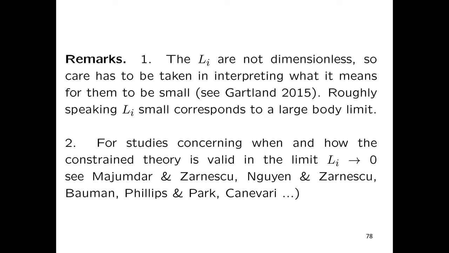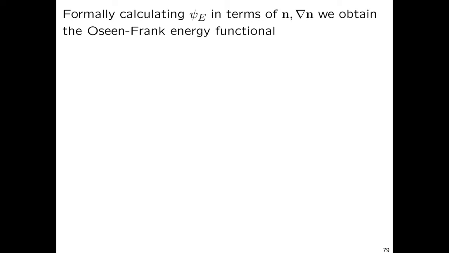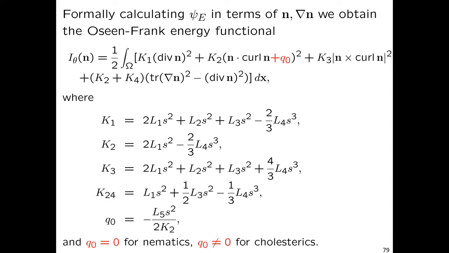So anyway, formally, when you calculate the elastic energy in terms of n, whenever you have a Q given by S and n, minus the bulk energy, you can calculate the range of Q, and you put Q of the range into the energy, and you finally get exactly the Oseen-Frank energy. So this is identical to what we discussed before. The only addition is that now we've treated cholesterics.